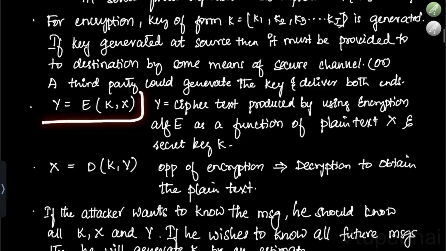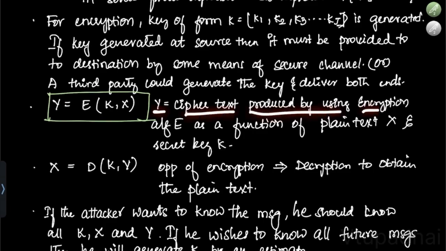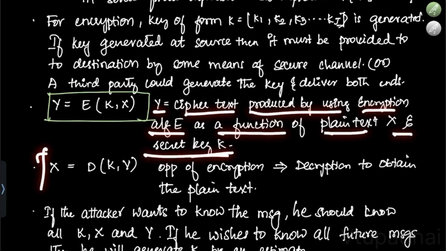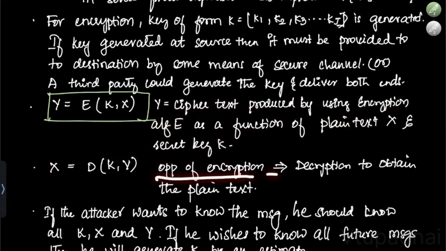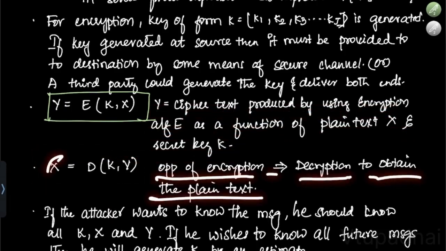Next, y is equal to E of k comma x, the encryption function. We have seen this in the previous explanation. Y is the ciphertext produced by using encryption algorithm E as a function of plain text x and secret key k. Next we have x is equal to D of k comma y. That is the opposite of encryption, that is decryption, to obtain the plain text.